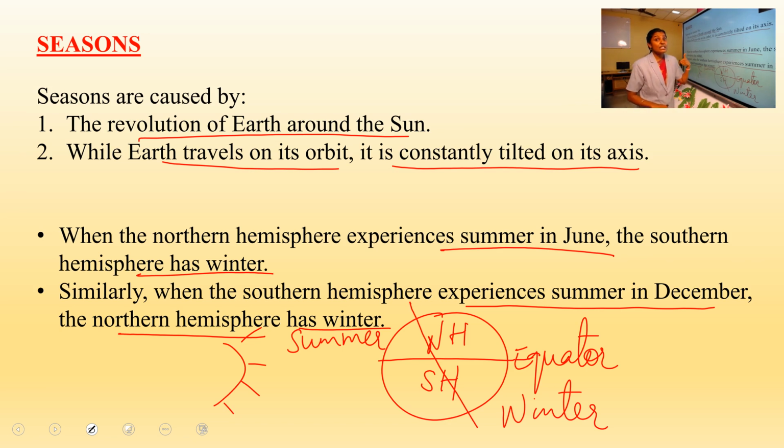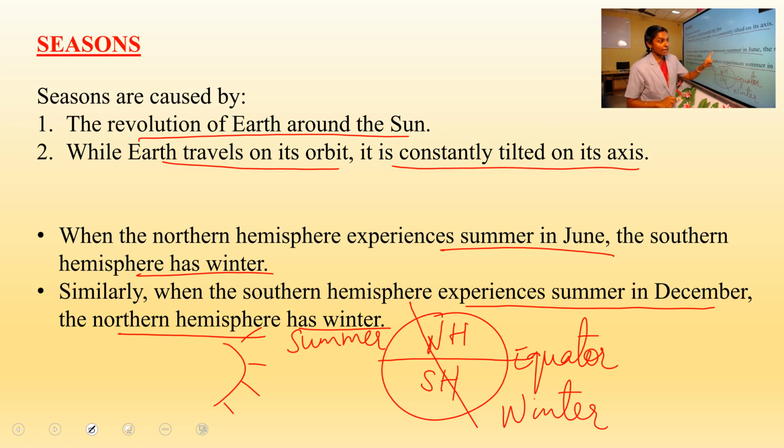Okay? So we are having summer season. That is why the temperature is more. The heat, we are feeling very hot. So when the northern hemisphere experiences summer in June, the southern hemisphere has winter. What is the reason? Because of the tilt of the earth. During June, it is the northern hemisphere which is facing the sun. The southern hemisphere is turned away from the sun.